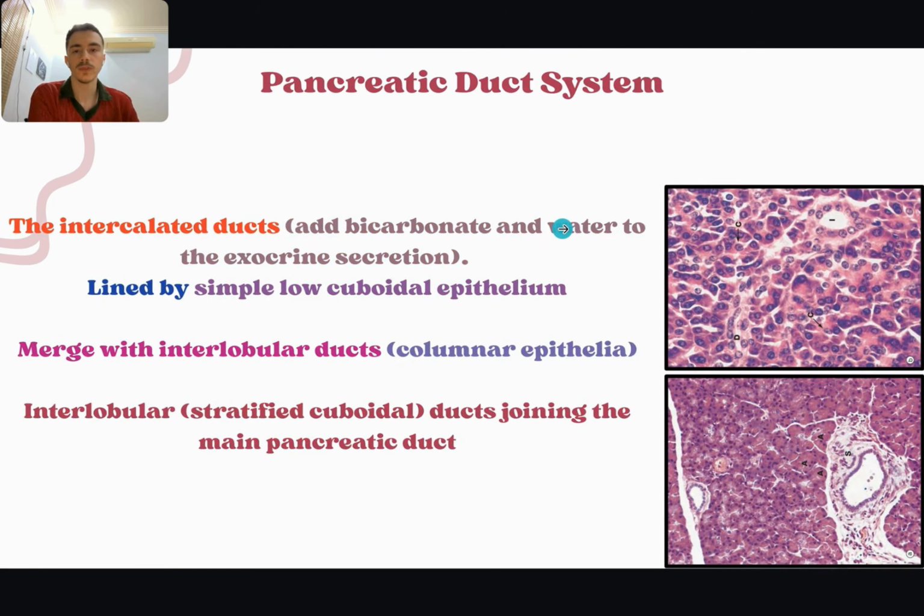For the pancreatic duct system, as in the salivary glands, we have the intercalated duct, which adds bicarbonate and water to the exocrine secretion. It's lined by simple low cuboidal epithelium. After that, as you remember, intercalated, then interlobular, then the main duct, and so on. It's the same. It merges to the interlobular duct with columnar epithelium, then the interlobular becomes the main duct. It's like we took it in the slide.